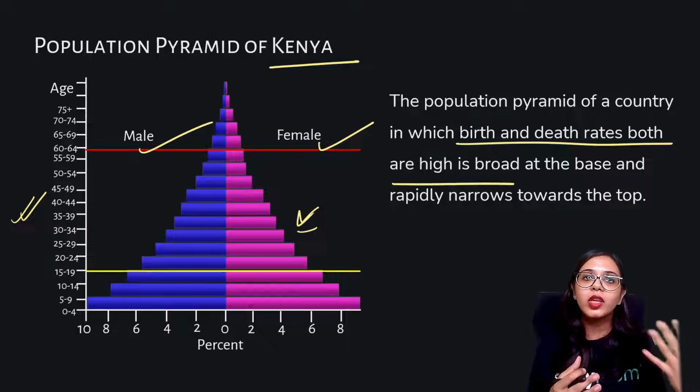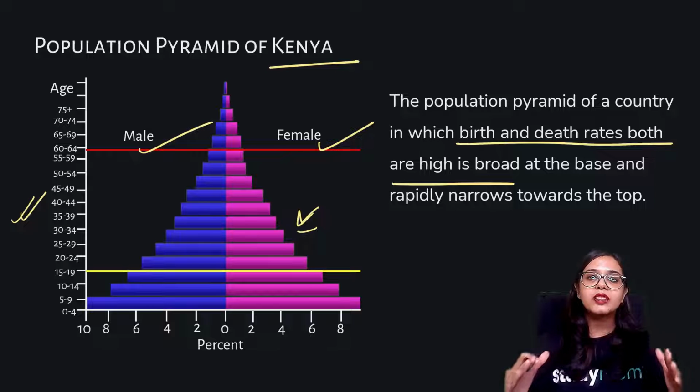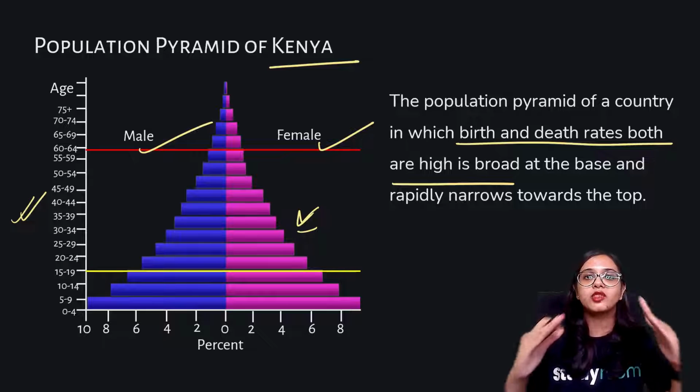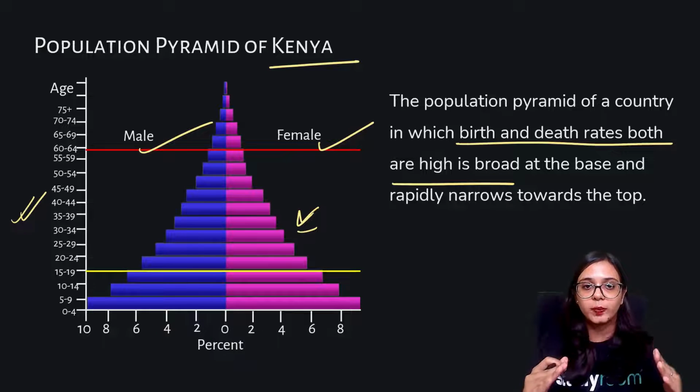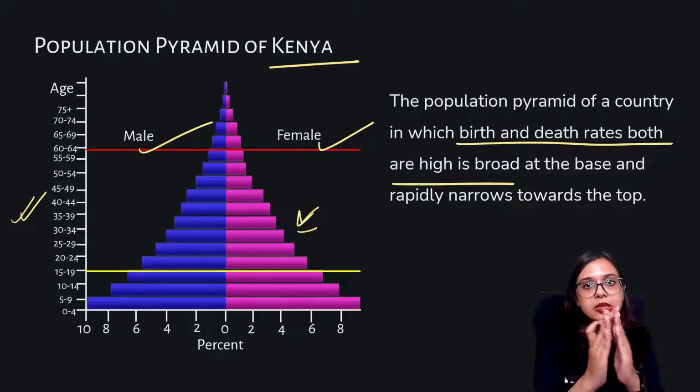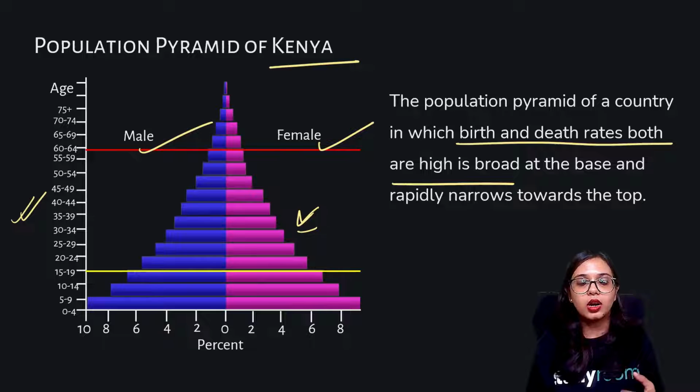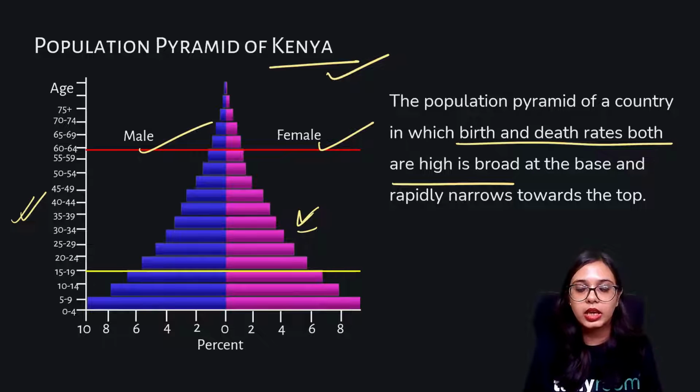And since the number of deaths is also high, as we are moving towards the top, you're getting this triangular shape. Because the death rate is increasing, the number of population is decreasing. All right, so this is the example of Kenya.